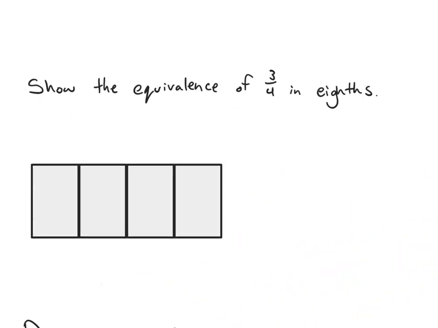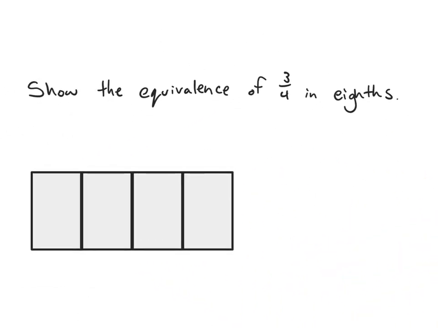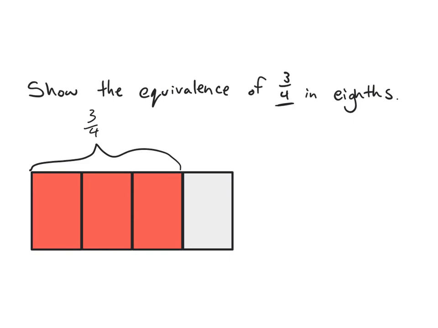So for the first problem here, I'm going to be showing the equivalence of 3/4 in eighths. So my first step is going to be to represent 3/4 shaded in on my area model. I already have it partitioned into 4 equal parts, but I'm going to go ahead and shade in 3 of those parts. So you can see that I have represented 3/4 shaded in on the area model.